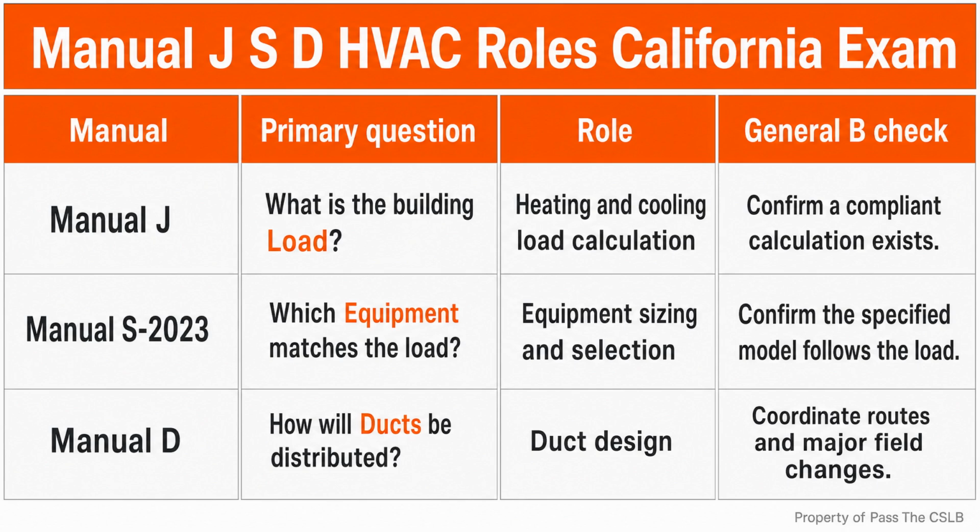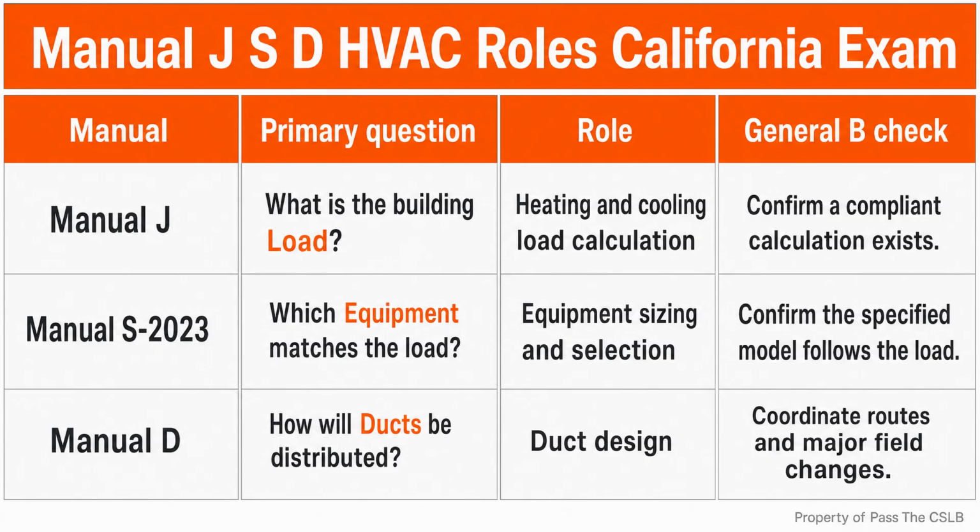Suppose a mechanical subcontractor hands over a Manual J report and then orders equipment that does not follow the load. The presence of the first document does not cure the second decision. The calculation and the equipment selection have to connect. That is why the General B review is not limited to asking, do I have a Manual J? The better supervision question is, does the specified equipment trace back to the calculated load through the required selection method?